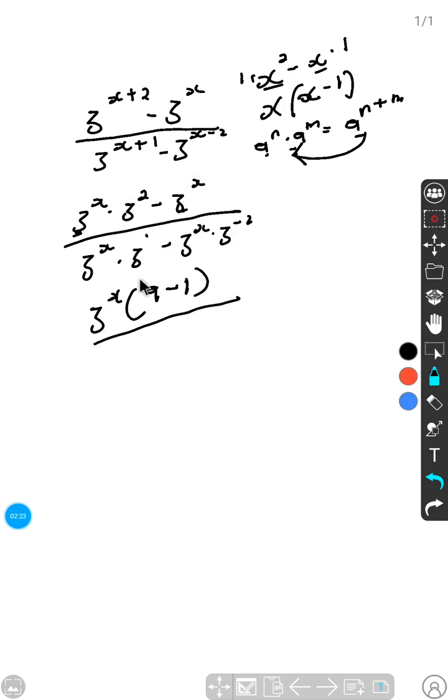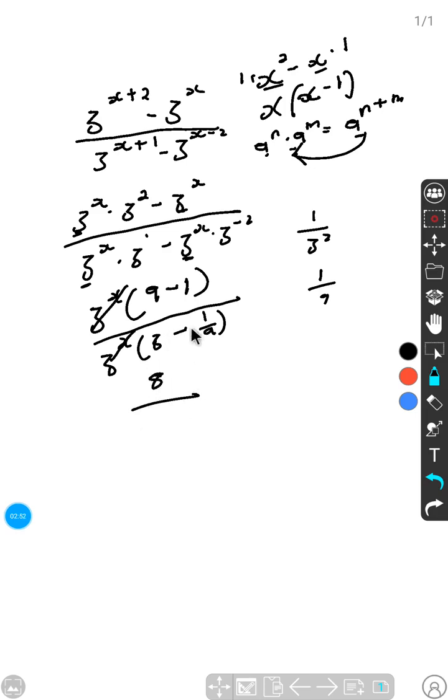Okay, let's go to the denominator. We remove the common factor out, and we are left with 3 to the power 1, which is 3. And then this one, we can write as 1 over 3 to the power 2, which is 1 over 9. This is going to cancel, and then 9 minus 1 is going to give us 8.